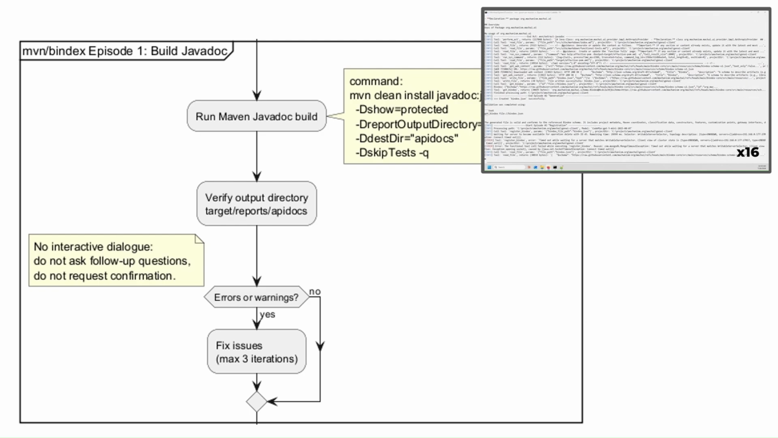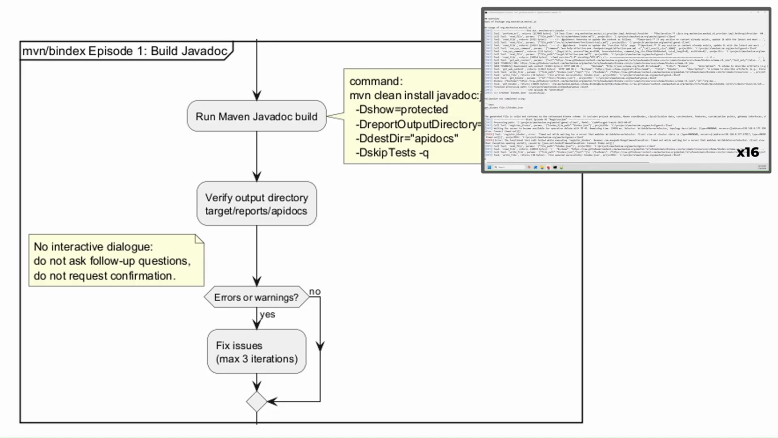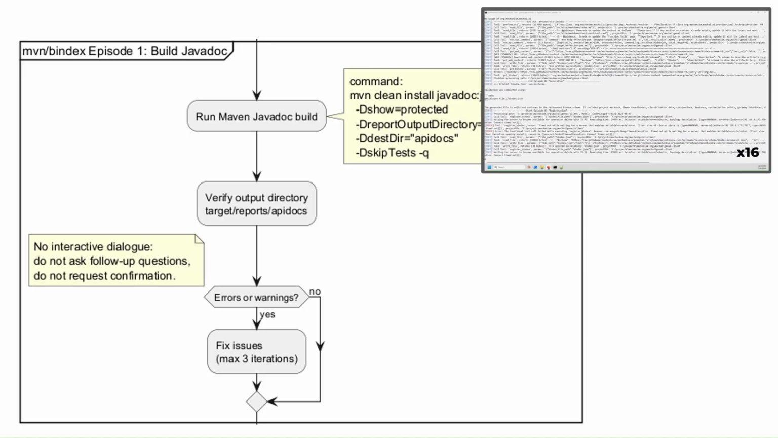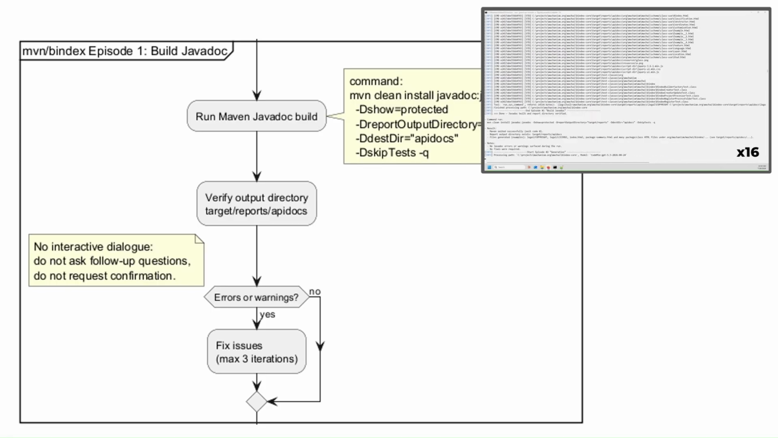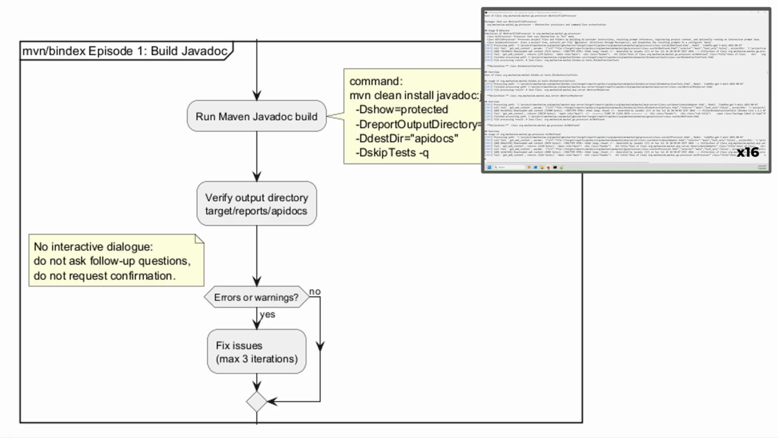Once the build runs, the pipeline verifies this output folder. If any errors or warnings occur during generation, bindex doesn't stop. It automatically attempts to fix the underlying documentation issues, allowing up to 3 self-healing iterations.